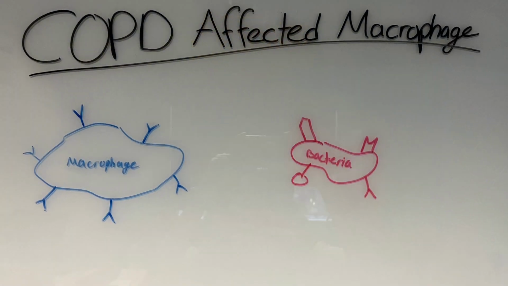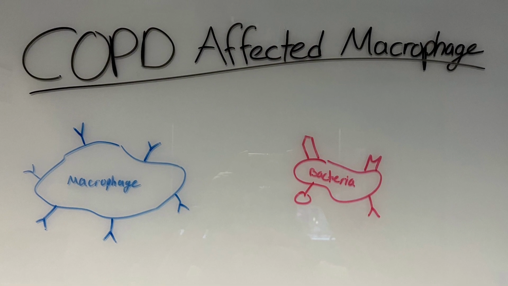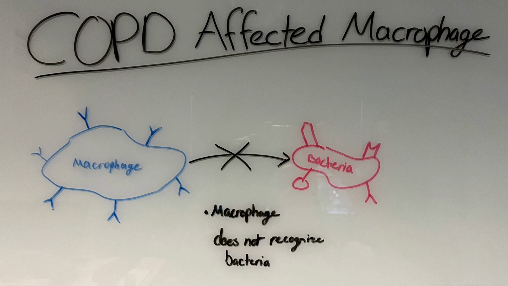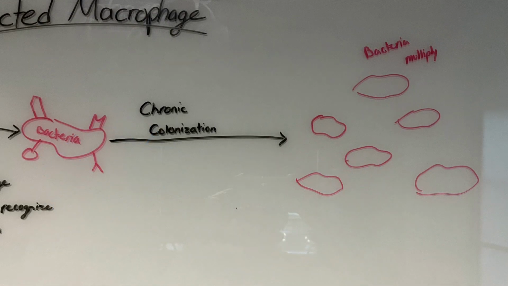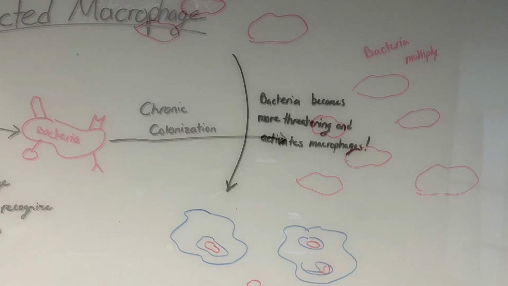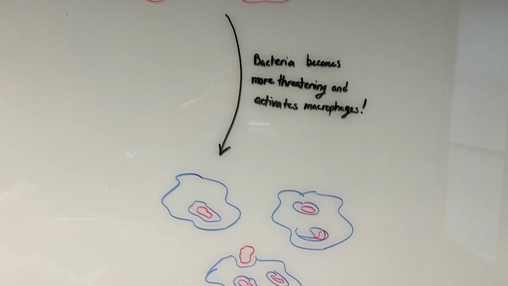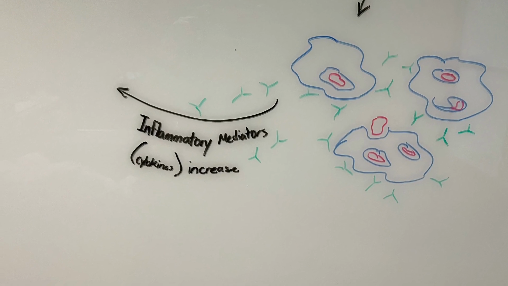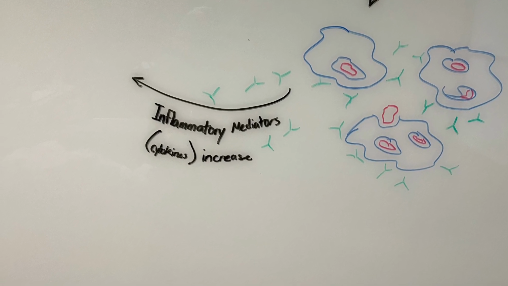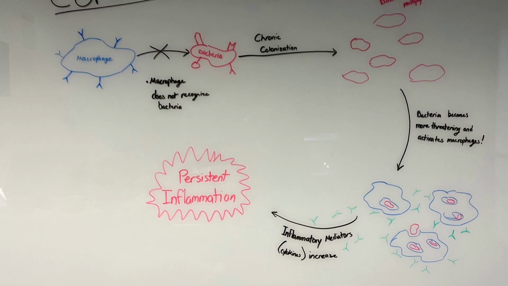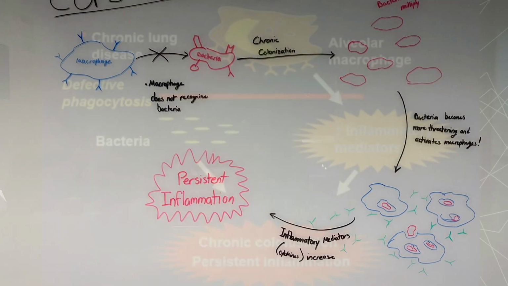Now, under conditions where someone has COPD, macrophages are defective and are not able to determine if the bacteria have entered the body, thus reducing the phagocytosis in people with COPD. Due to this, bacteria undergo chronic colonization and eventually become threatening enough to activate the defective macrophages on a wider scale, and when they become activated, they all release too many inflammatory cytokines, causing persistent inflammation. This inflammation is what causes airways to close and makes it hard to breathe for patients who have COPD.